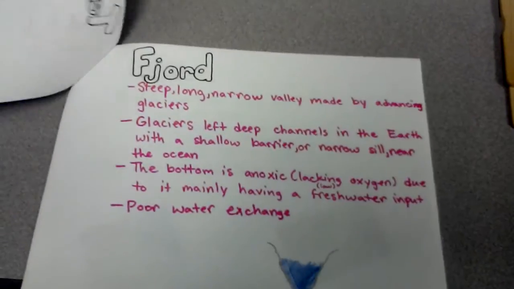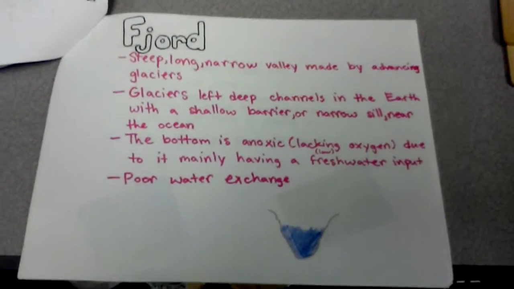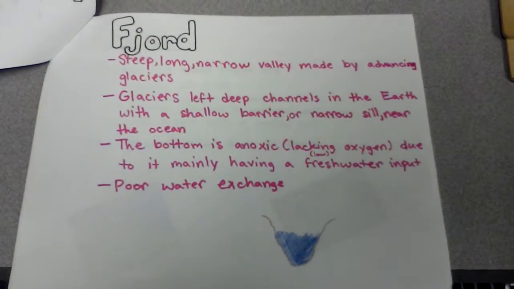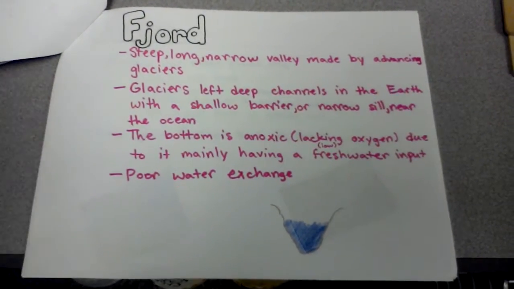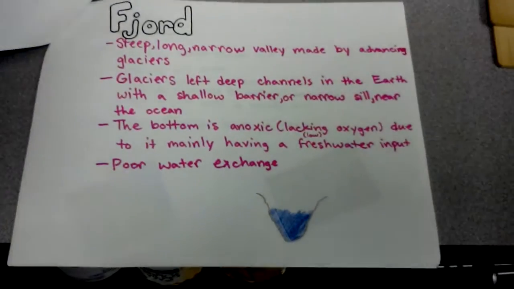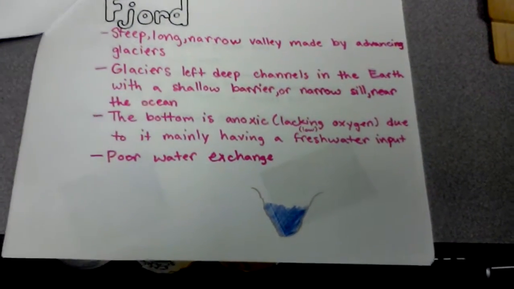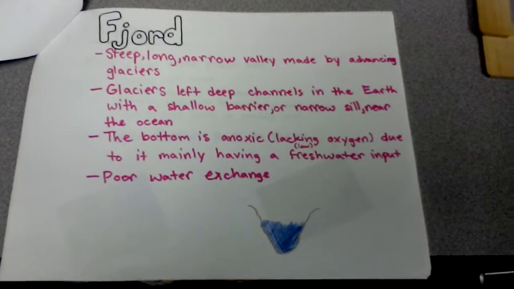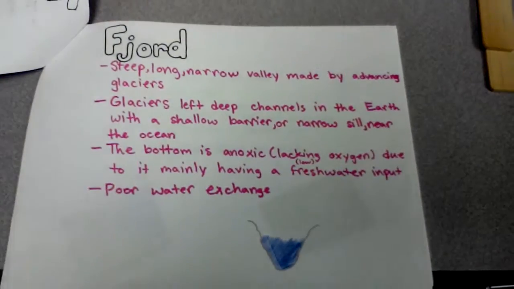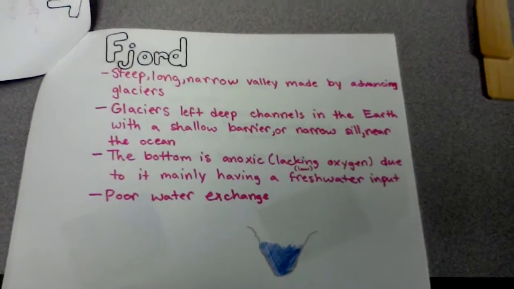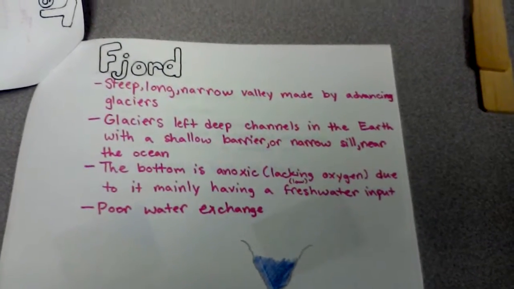Fjords. They have steep walls and are long, narrow valleys made by advancing glaciers. Glaciers left deep channels in the earth with a shallow barrier or narrow sill near the ocean. The bottom is anoxic, lacking or low in oxygen, due to it mainly having a freshwater input, and it has poor water exchange.